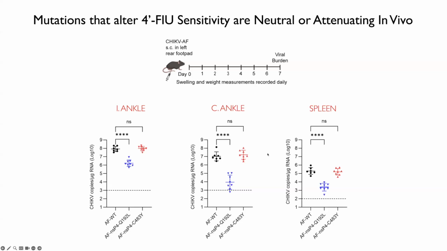And what we found in these various tissues, both proximal and distal to the site of inoculation, is that the introduction of the C483Y mutation had really no detectable impact on viral burdens. They're essentially identical to viral burdens detected in mice infected with the wild-type virus. However, mice infected with this virus containing the Q192L mutation showed greatly reduced viral burden in tissues, consistent with the competition studies that Margaret showed, indicating that this virus is, for whatever reason, highly attenuated in mice. But importantly, the other mutation does not confer any notable advantage in mice.